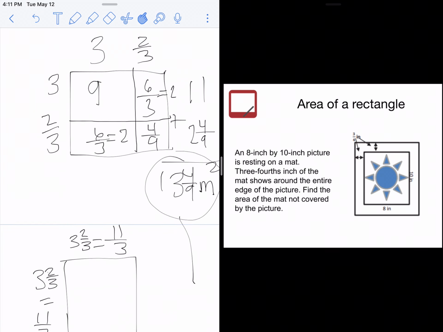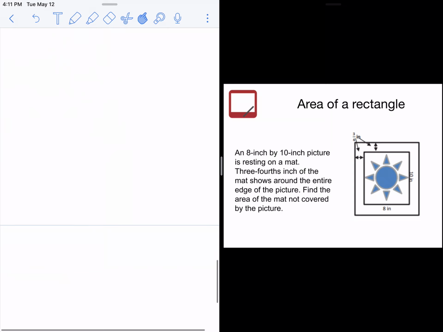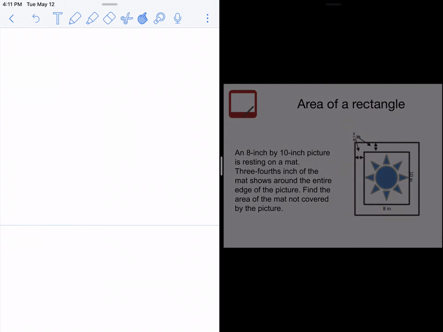You get to pick. And then the last one here is problem number 4. This is your last problem for today. An 8-inch by 10-inch picture is resting on a mat. 3/4 inch of the mat shows around the entire edge of the picture. Find the area of the mat not covered.